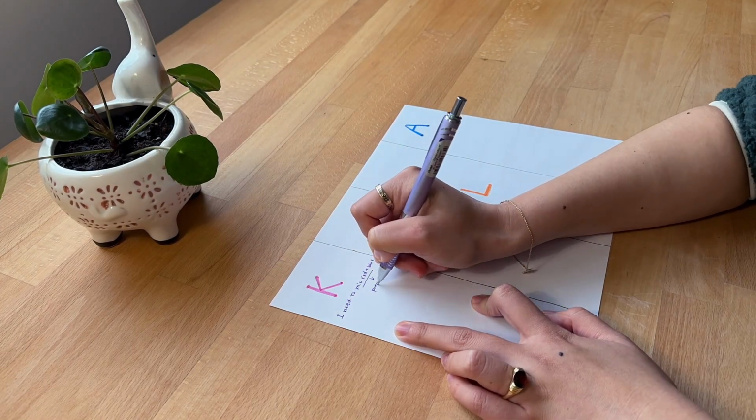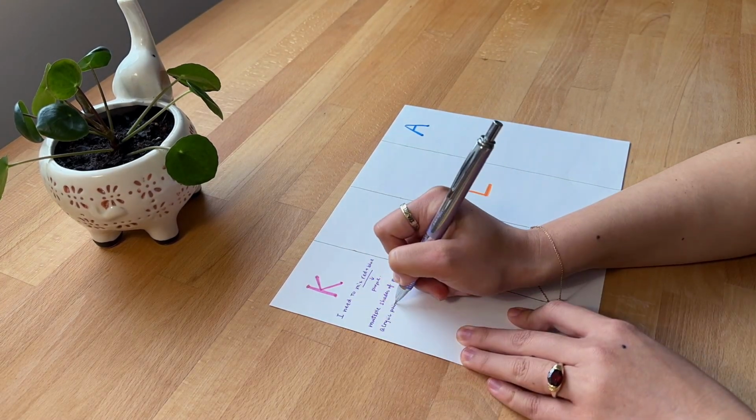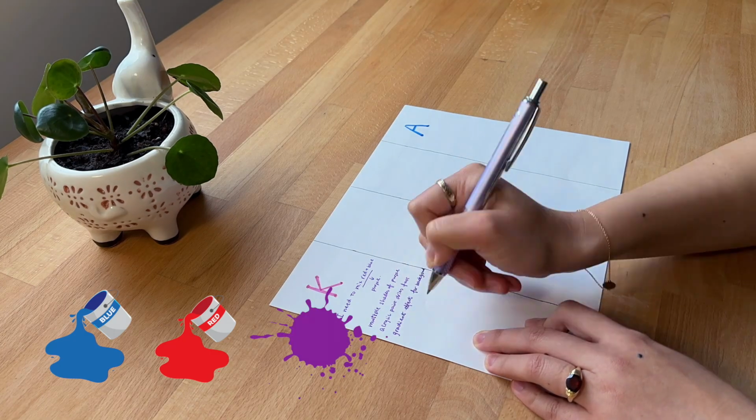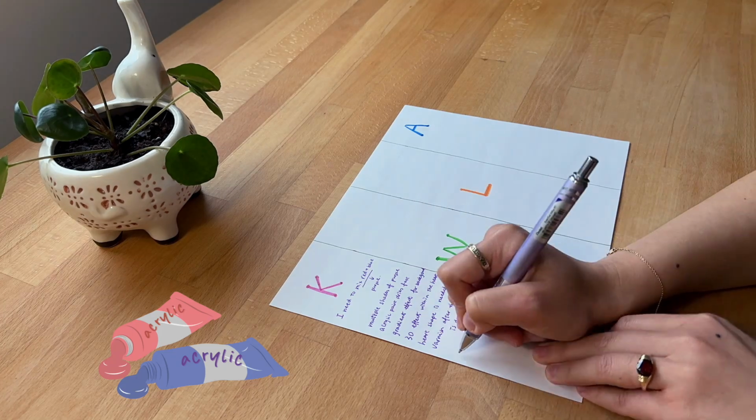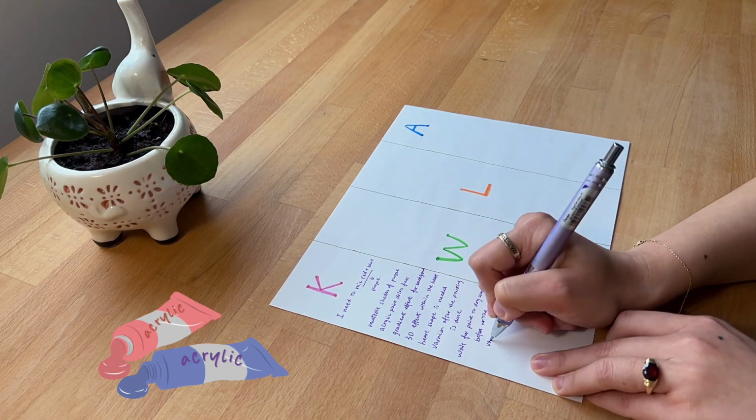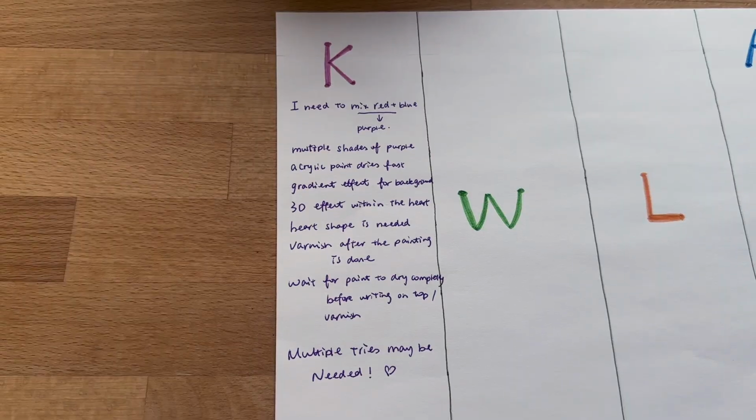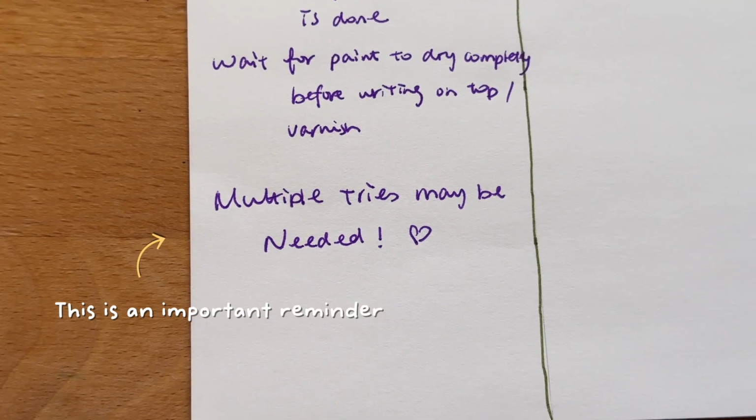For example, I want to use purple as the main color, and I know that to make purple, I need both blue and red. Also, acrylic paint dries pretty fast, and I know this from my experience painting my clay figures. So I write this down too.